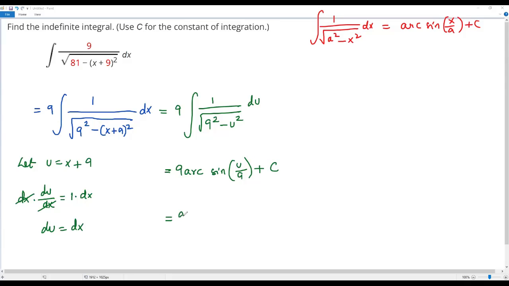Now 9 times arc sine. Let me write it over here. u is a variable taken by us. It has to be replaced by the original expression, that is x positive 9. So now we can plug in x positive 9 for u over here. Then I'm getting 9 arc sine of x positive 9 over 9, positive c. So this is the result of the given indefinite integral.